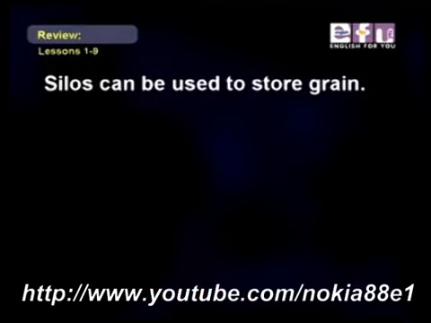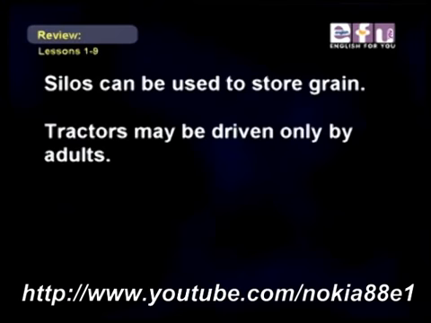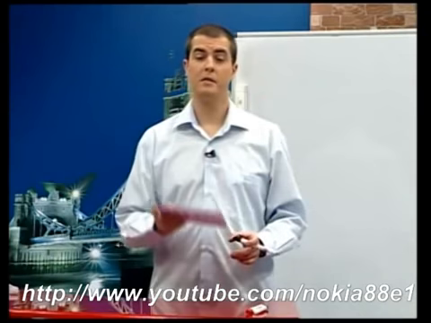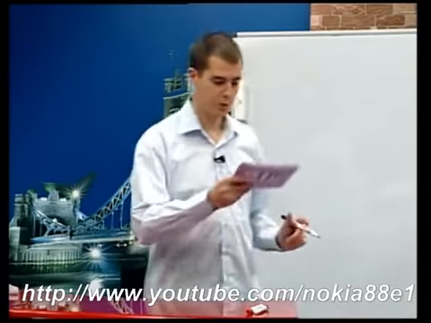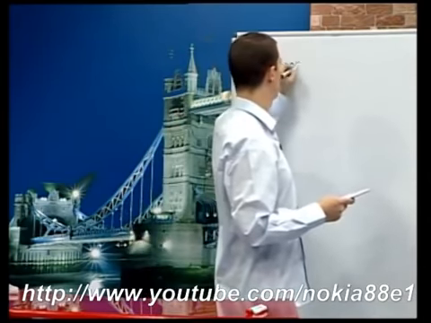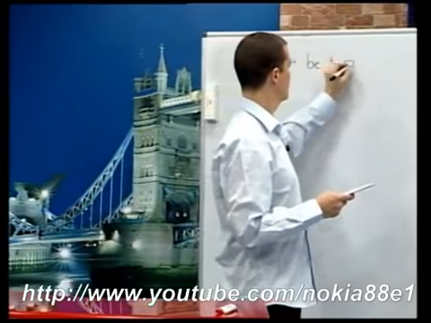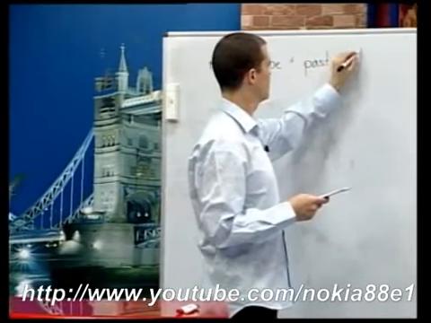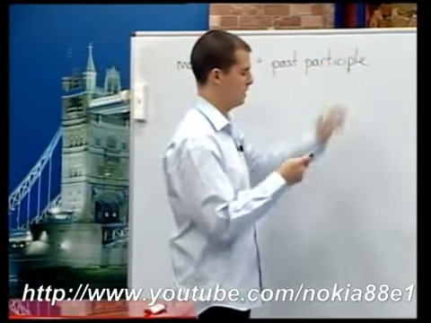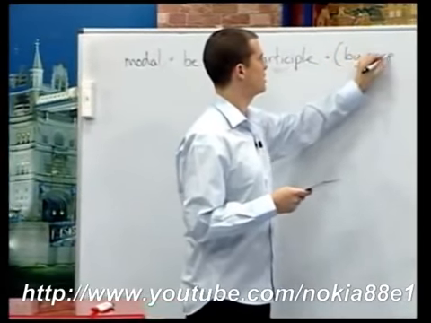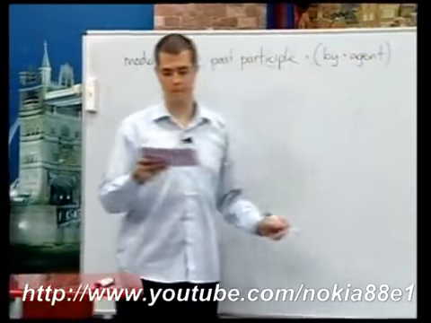Now, let's look at the passive with modals. Please take a look. Silos can be used to store grain. Tractors may be driven only by adults. A shovel might be used to plant crops. The passive voice of modal auxiliaries is formed this way. We have the modal plus be plus past participle, and then by and agent if we want to use them.